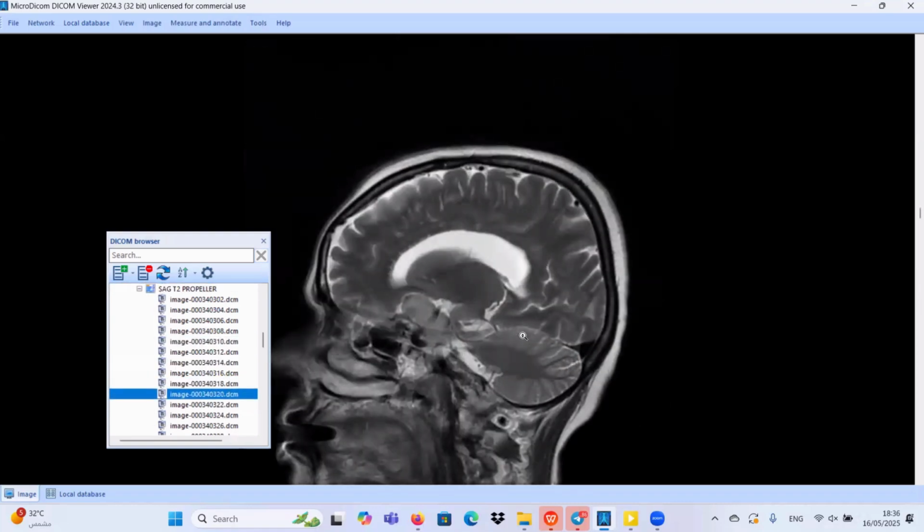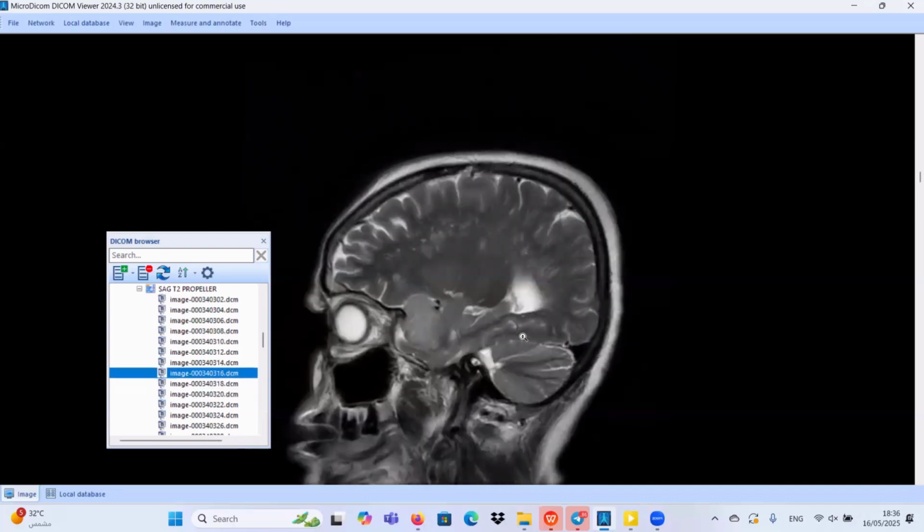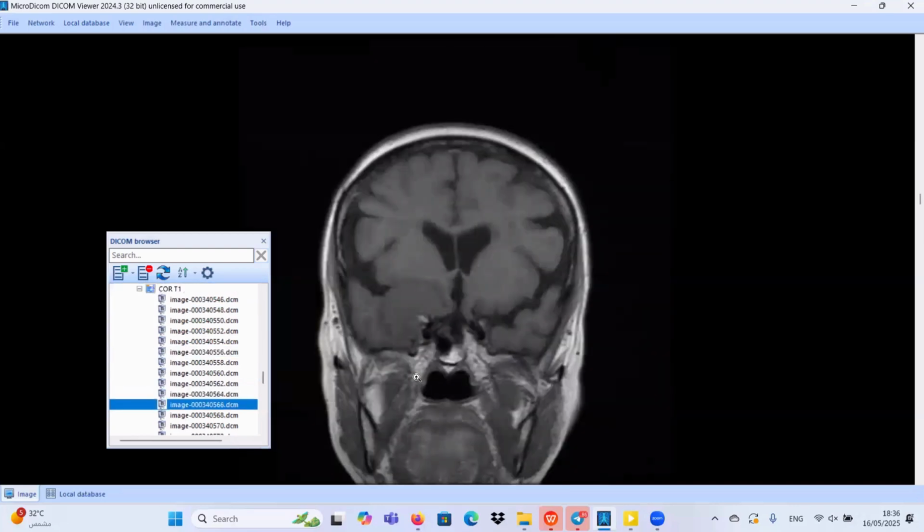If you can see here, in the sagittal plane, this is the anterior clinoid process, and this is the meningioma. It's dural based against the anterior clinoid process and uplifting the right middle cerebral artery. Also, the lesion is seen uplifting the inferior frontal gyrus here. This is the lesion. The lesion extends into the middle cranial fossa at this area.